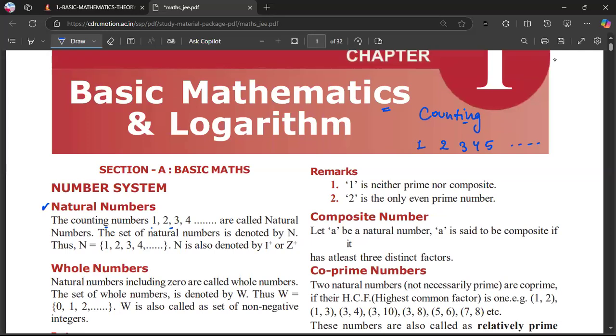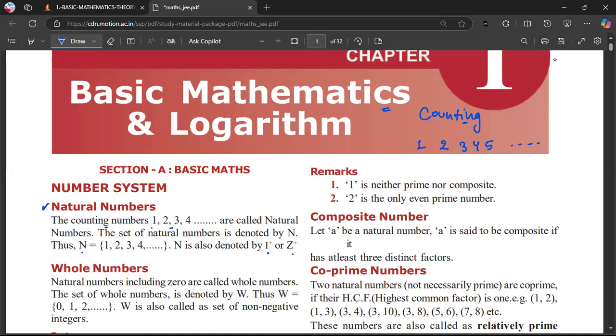The set of natural numbers is denoted by capital N. Thus, N is also denoted by I positive or Z positive. We are going to discuss what I or Z is later. So, is everything clear about natural numbers? What is a natural number? Yes, sir.